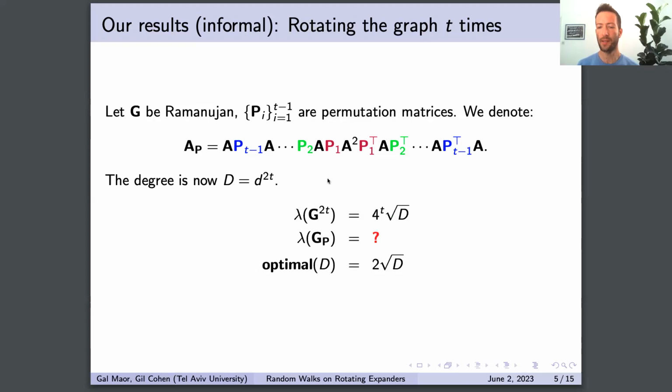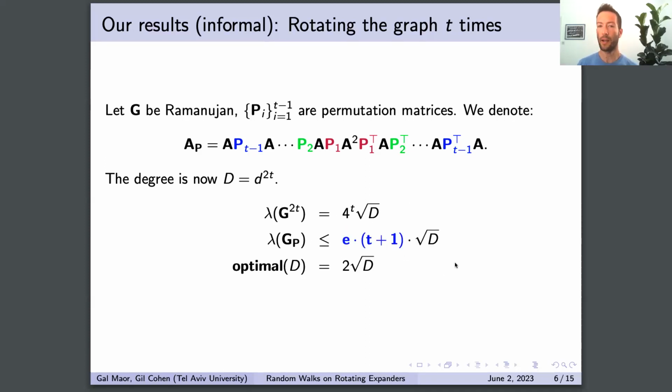And what I ask is, what is lambda of the rotating expander? Where I want to compare it to lambda of the power graph, which has this exponential dependency in t. And I keep in mind as a reference, what is the optimal value for this degree, which is the Ramanujan graph with this degree. And what we get in this work is a linear dependency in t for lambda of the rotating expander.